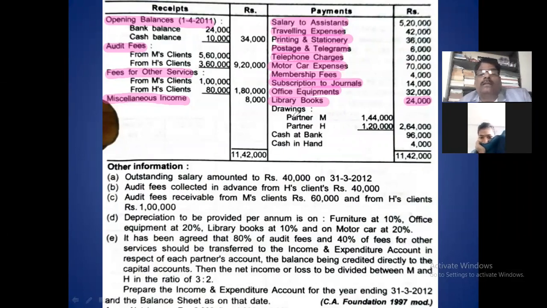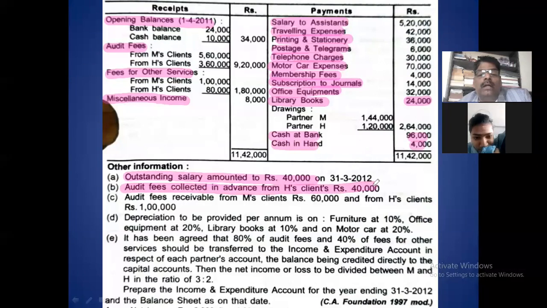Drawing goes to the balance sheet, where you deduct the drawing in the capital. Cash at bank and cash in hand go to the balance sheet asset side. Clear? Then you see the adjustment. Outstanding salary, 40,000. This outstanding salary you add in the salary. Last year outstanding, you deduct. Current year outstanding, add.